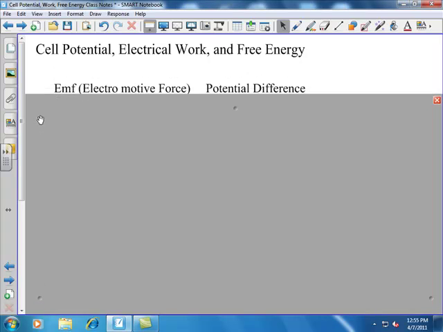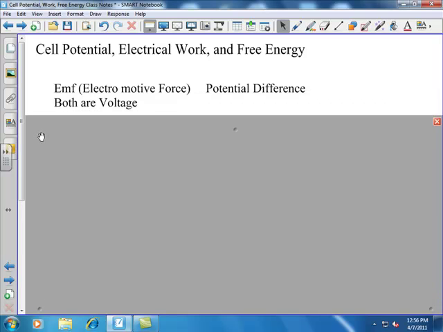Now, a few things. We talked about this yesterday, but I really didn't define it because I wanted to get into what E cell was and that type of stuff. So we said that there's this EMF, which is called electromotive force. This electromotive force or potential difference both go by the same name of voltage. You read a lot of different textbooks, you'll see EMF, potential difference, or voltage. They all mean the same thing. All of them are basically how much push you have on electrons. So the bigger the voltage, the bigger the push.